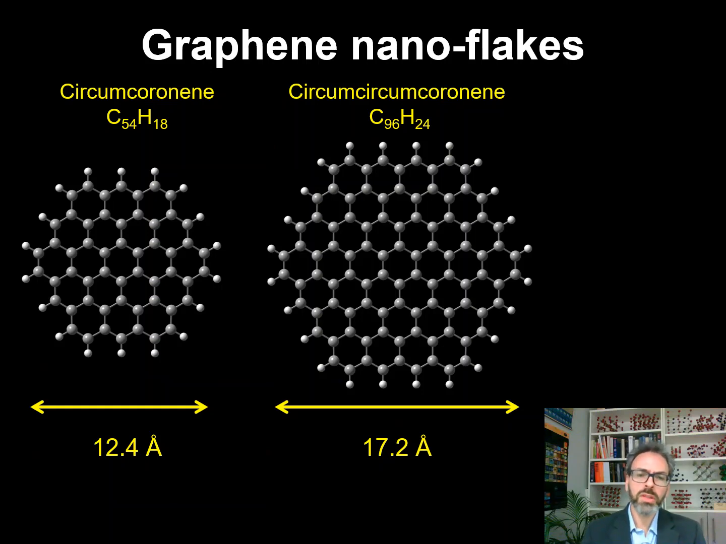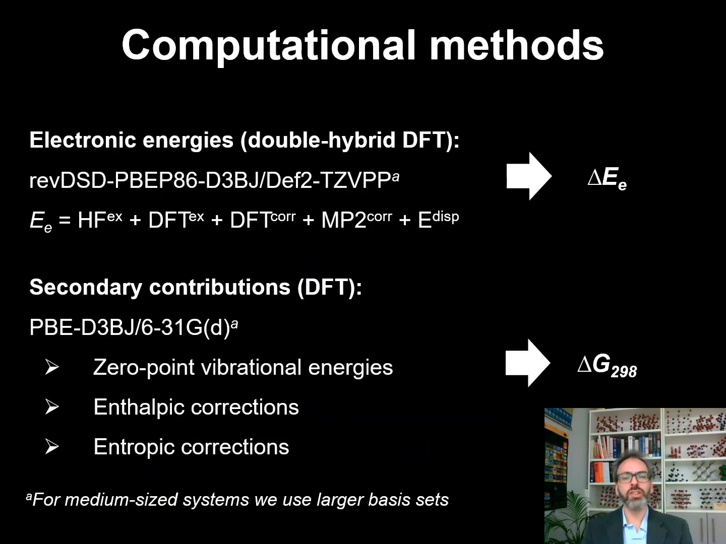In this work, which is mostly computational, we use large polycyclic aromatic hydrocarbons or graphene nano-flakes as models of graphene. The largest graphene nano-flake that we use has 96 carbon atoms, and the assumption is that at the center of this graphene nano-flake, we should have similar chemical properties to those of graphene. Now, we use very high levels of theory in this work. Normally, we use double hybrid density functional theory, and the computational cost of double hybrid density functional theory, along with the fact that we are modeling very large systems, means that these calculations stretched our computational resource to the absolute limit. So let's quickly get the computational details out of the way.